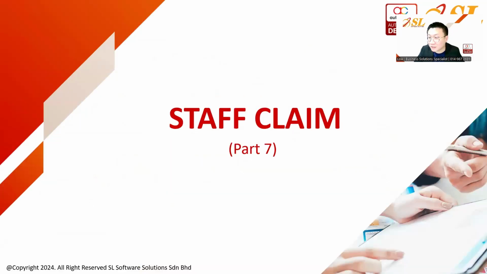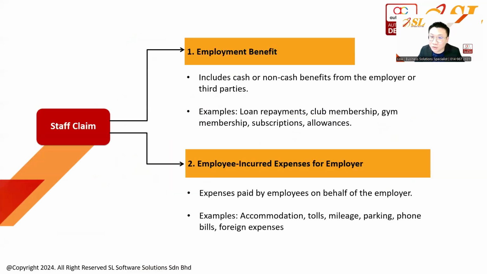Okay, so next one is regarding staff claims. Usually staff claims are from two perspectives. One is employment benefits, like the employee goes to the gym, joins any club, member club, and so on. For this one, the company pays for the staff claim.